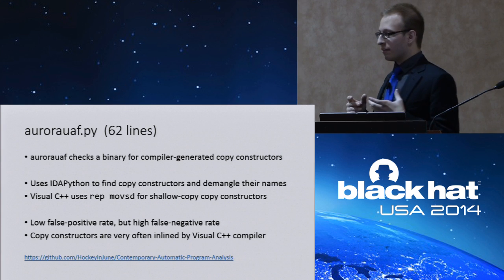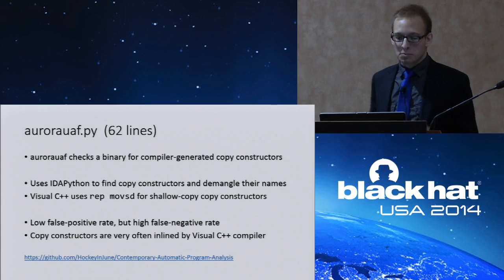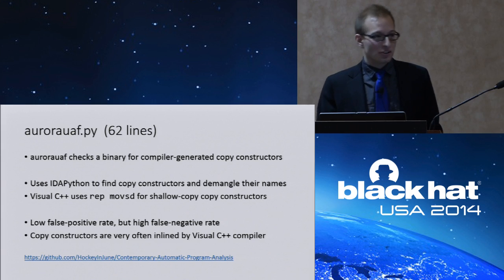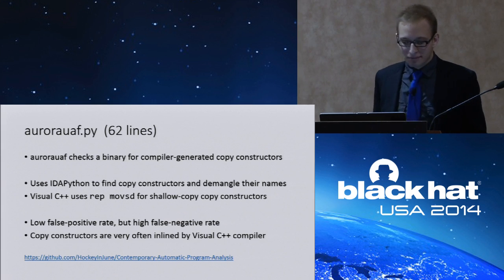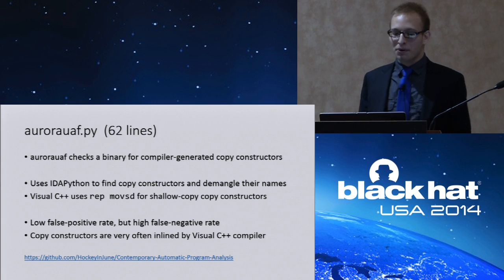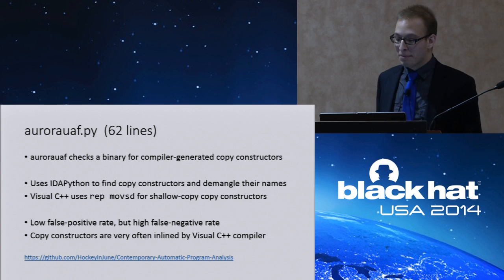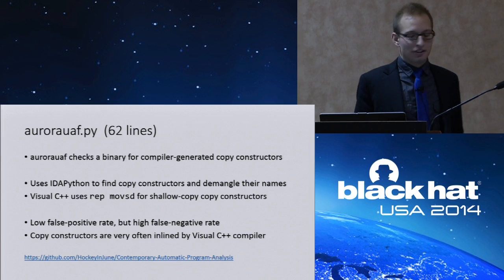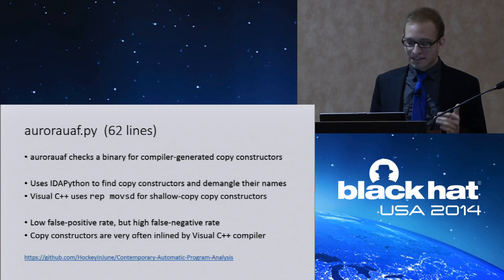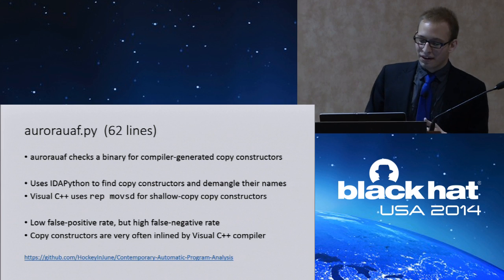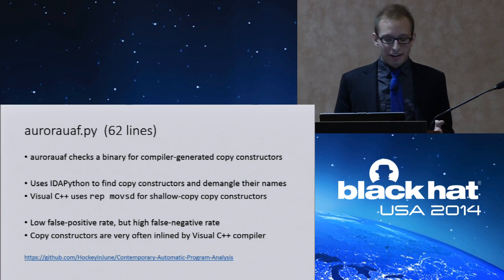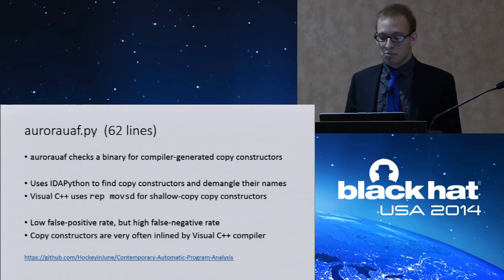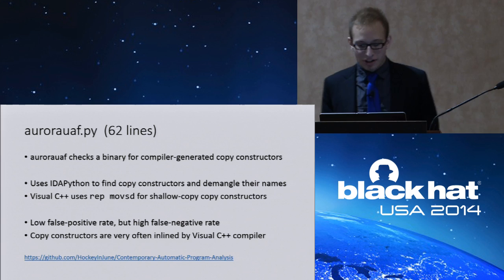So the reason this vulnerability existed was because of the compiler-generated copy constructor. So if we can find all compiler-generated copy constructors, we can find vulnerabilities that look like this. And that's exactly what Aurora UAF does. It checks for compiler-generated copy constructors. It uses IDA-Python to find all the copy constructors in a binary. It demangles their names, and it looks for a rep move SD instruction. And Visual C++ used the rep move SD instruction for shallow copy constructors.